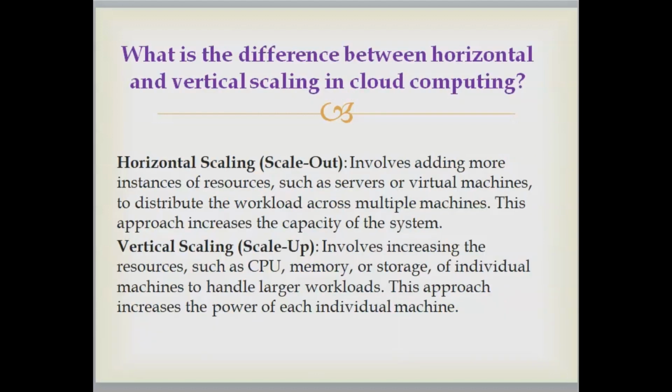What is the difference between horizontal and vertical scaling in cloud computing? Answer. Horizontal scaling, scale out, involves adding more instances of resources such as servers or virtual machines to distribute the workload across multiple machines. This approach increases the capacity of the system. Vertical scaling, scale up, involves increasing the resources such as CPU, memory, or storage of individual machines to handle larger workloads. This approach increases the power of each individual machine.